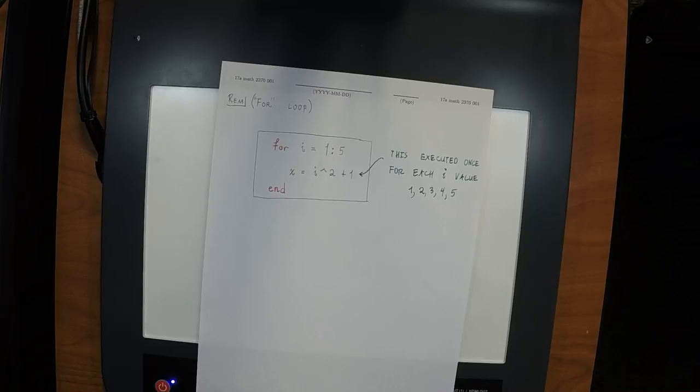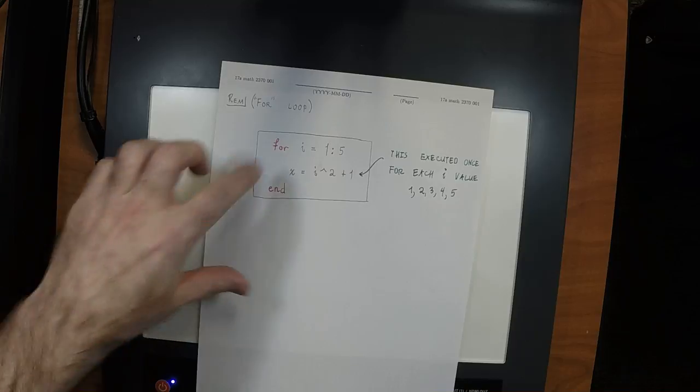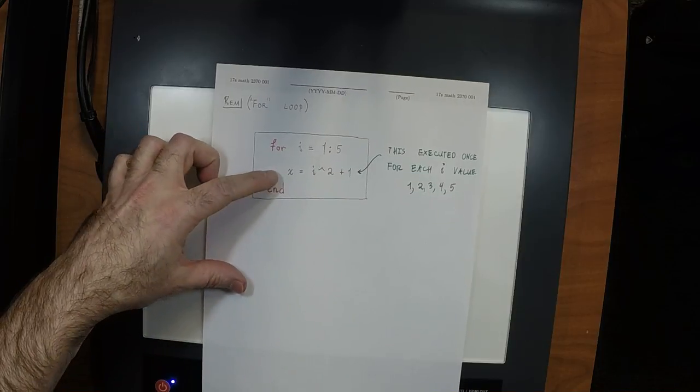So what would be, yes? If you reverse the order around the colon, say 5 colon 1. We'll get to that in just a moment. Yes? Is the default for i to be incremented by 1 each time? We'll get to that in a moment. But for now, let's imagine what this would do.